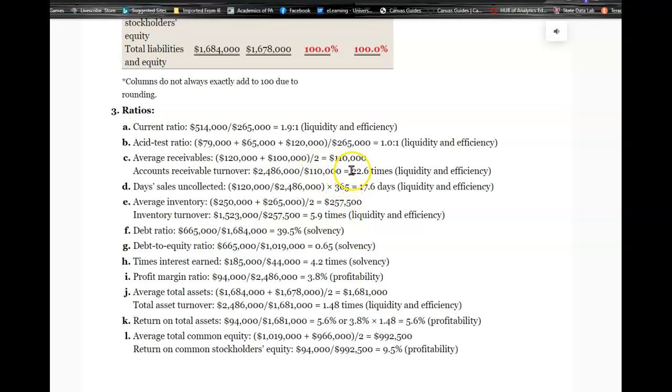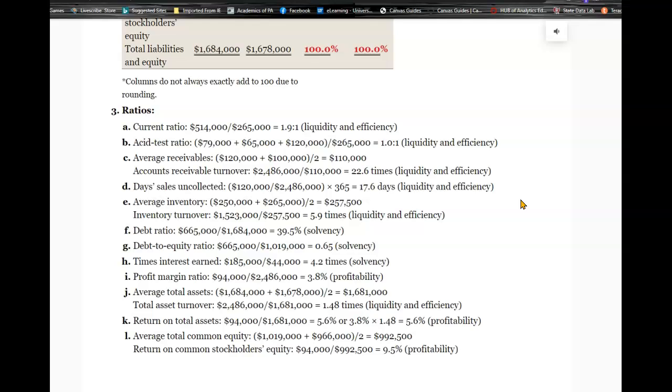So that means that we turn them over 22.6 times. So that's not bad. We're turning over our receivables quite well. How long is it taking us to collect? Well, it's taking us on average 17.6 days. And we calculate that by looking at the receivables for the year divided by the sales times 365 to translate this into days. And so again, it shows us how quickly we are collecting cash from our customers.